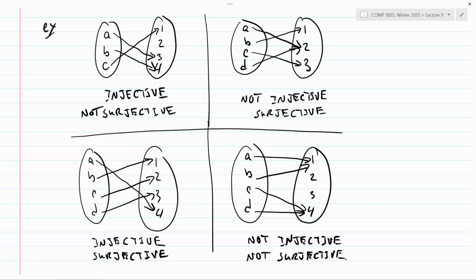Yeah, this shows you the 4 different ways 2 functions can be related, or 2 sets can be related by functions. Okay? So this tells you it's possible for a function to be neither injective nor surjective, down here. It's possible for a function to be injective and surjective. It's possible for a function to be injective but not surjective. And it's possible for a function to be surjective but not injective.